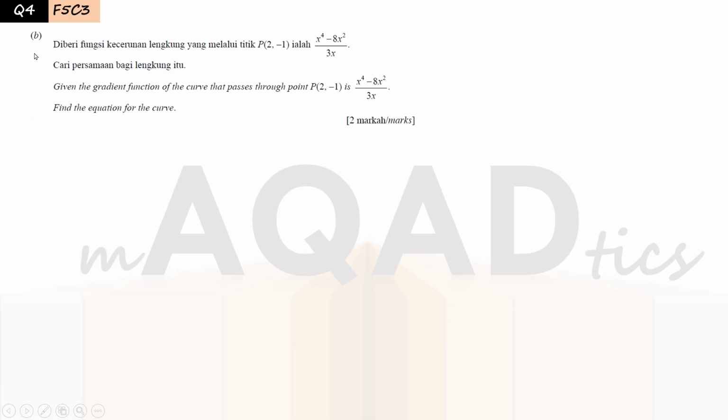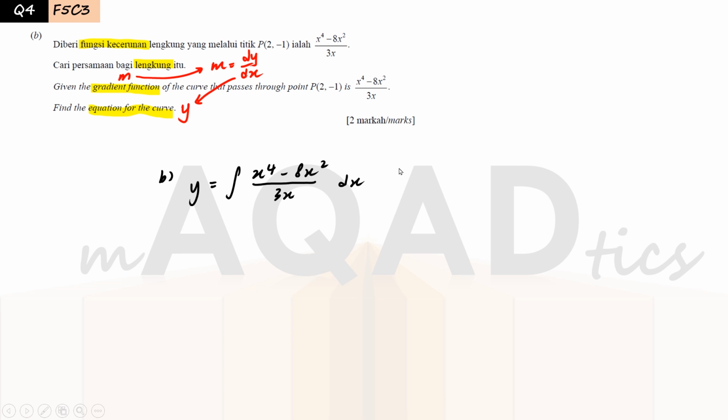And for part B, it focuses on its related chapter, which is integration. Okay, so here we are given the gradient function of the curve. So we know that gradient is m, and we know that in differentiation, m is also equal to dy over dx. So this is the expression now. So we need to find the equation for the curve, and integration of the curve is y. So to change from dy over dx to y, we need to use the integration way. Okay, so we are going to integrate this fraction.